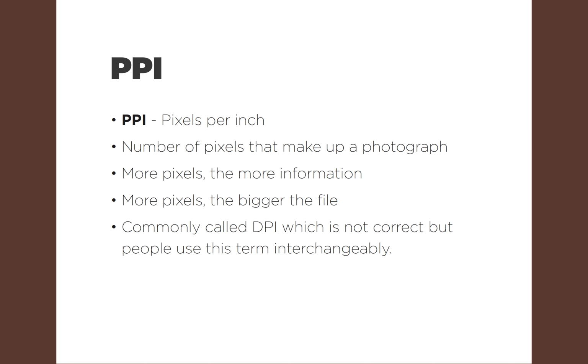more information to work with. So again, a lot of people commonly refer to this as a 300 DPI image. That is actually incorrect, but a lot of people use it incorrectly. So if you want to use this terminology correctly, it is PPI, pixels per inch. DPI is dots per inch.